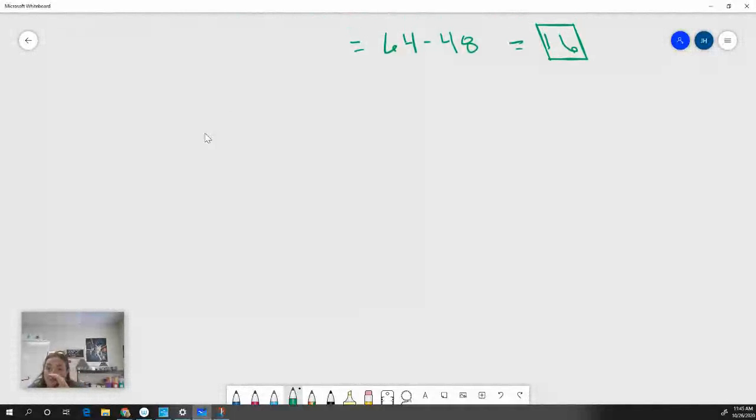All right, now that you've done the multiplication of functions, I'm going to talk about quotient. Quotient, finding the quotient of two functions.